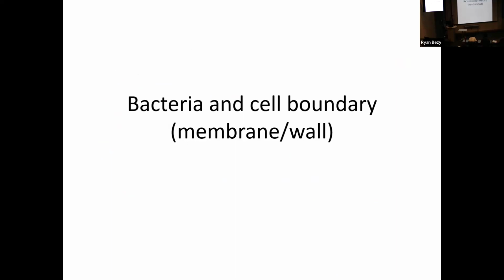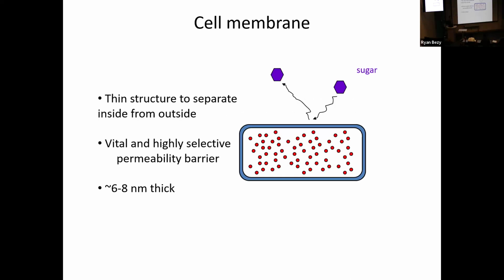All right, next we're going to talk a little bit about prokaryotic bacterial cell boundaries. And here we're going to be focusing more on the membrane of the cells and the cell wall as well. So the cellular membrane is the main structure that delineates the inside versus the outside of a cell. This is a pretty thin structure, only about 6 to 8 nanometers thick. But it is a very vital and selectively permeable barrier around the cell. What does it mean to be selectively permeable? It only allows certain things in and out of the cell.